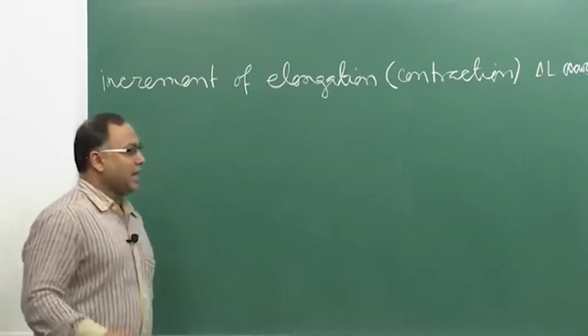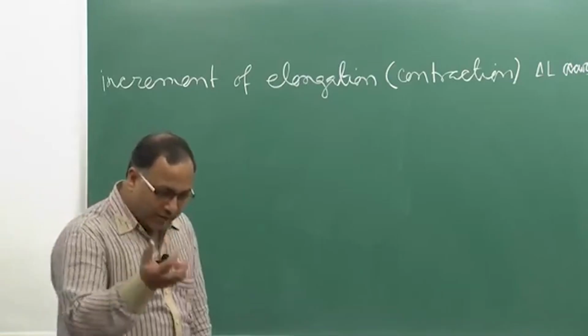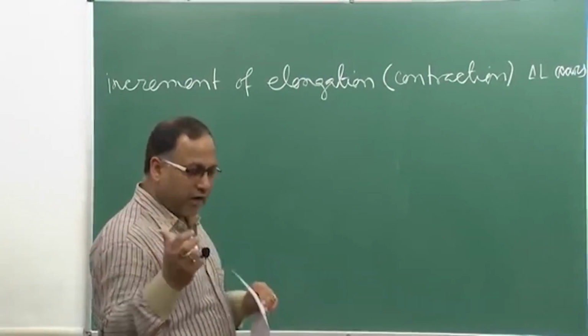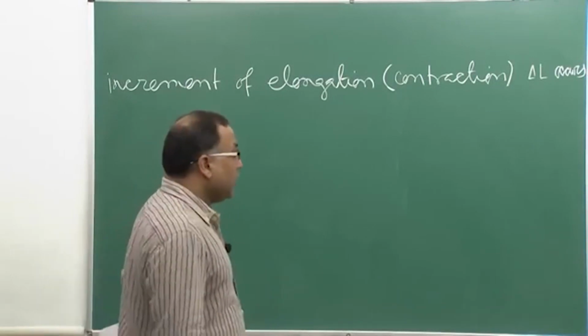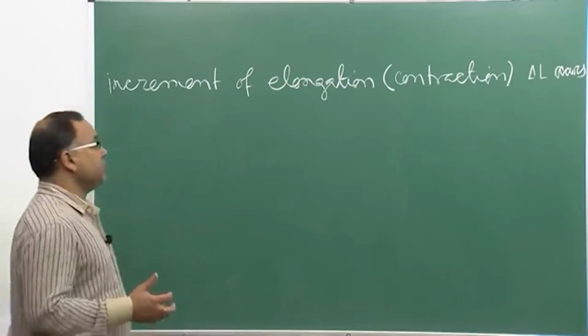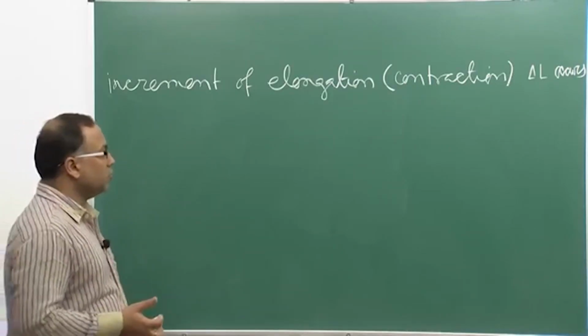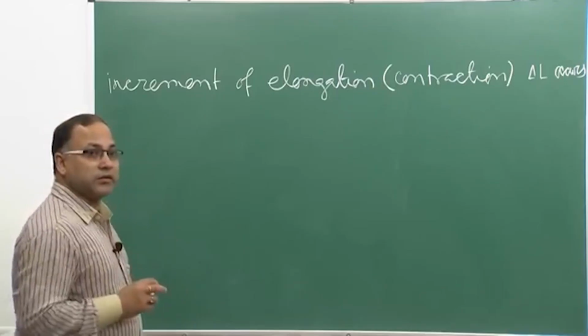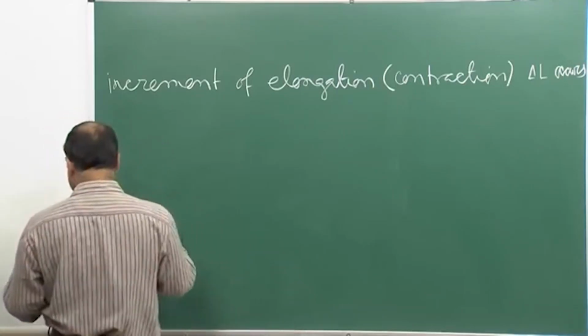Okay. So, where L is the current gauge length, that at that particular instant what is the gauge length, you are defining the strain based on that. Okay. Current gauge length when the increment of elongation or contraction depending on the load, whether it is tensile load or a compressive load, delta L occurs. Okay. So, that we can write down.